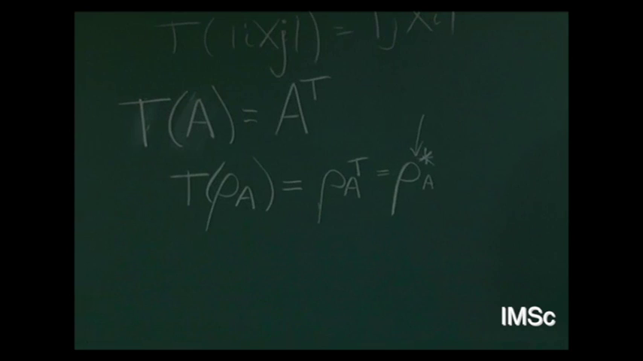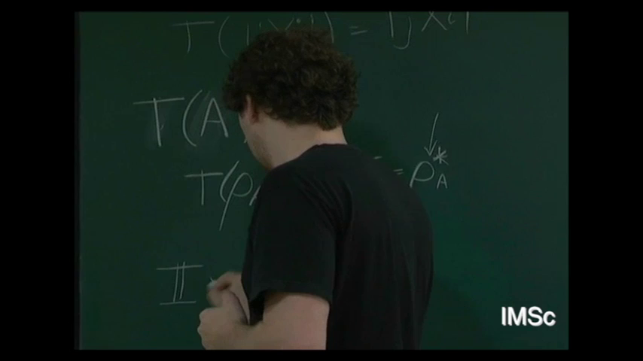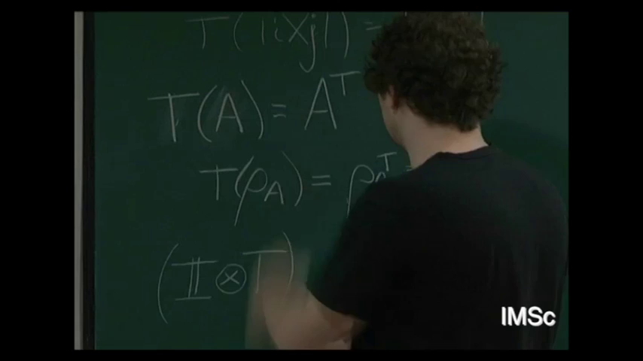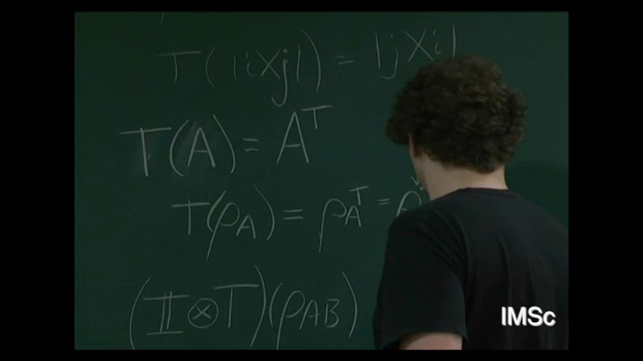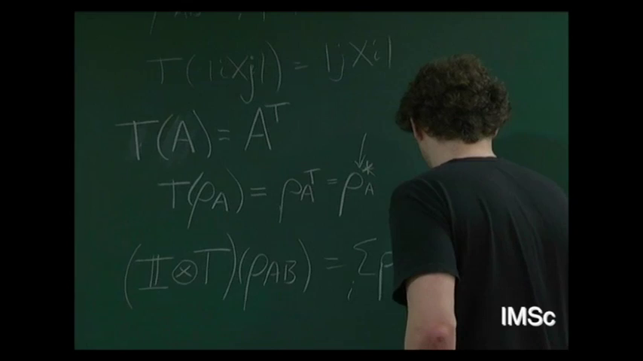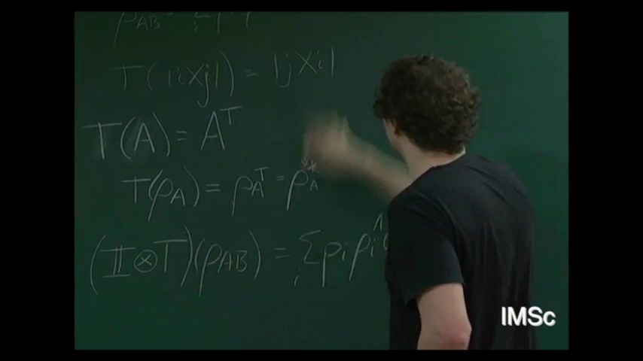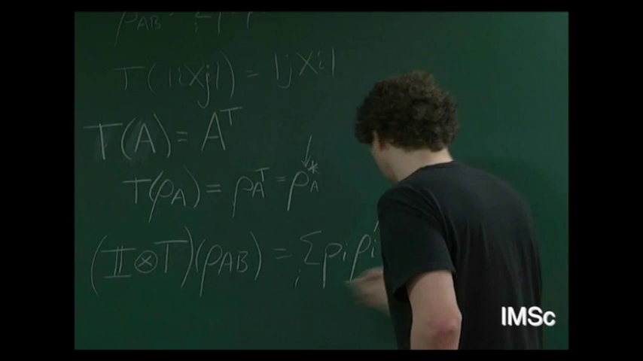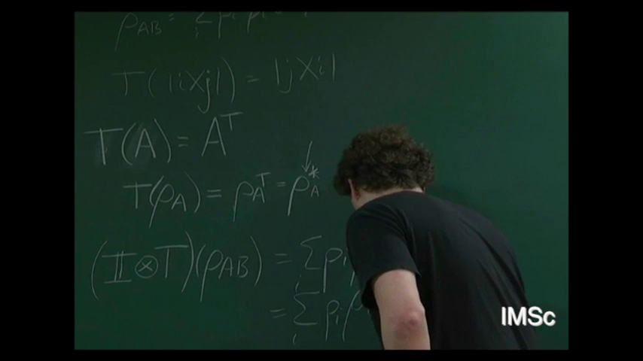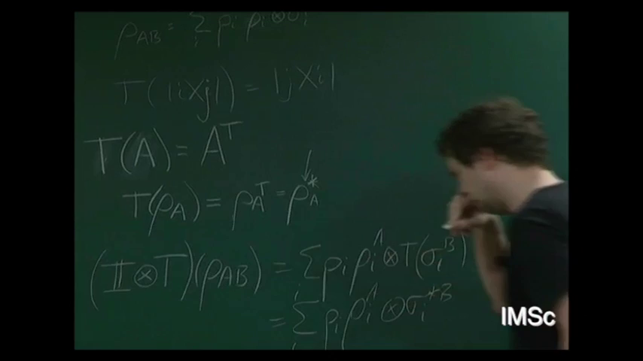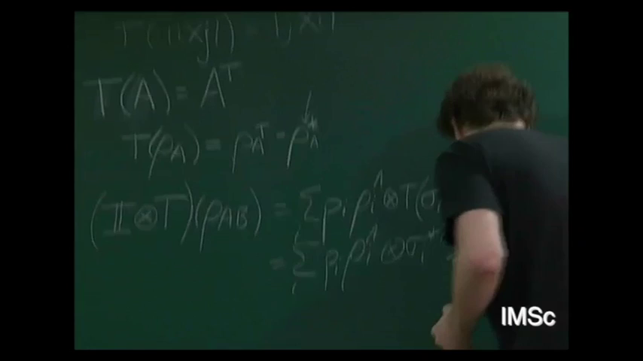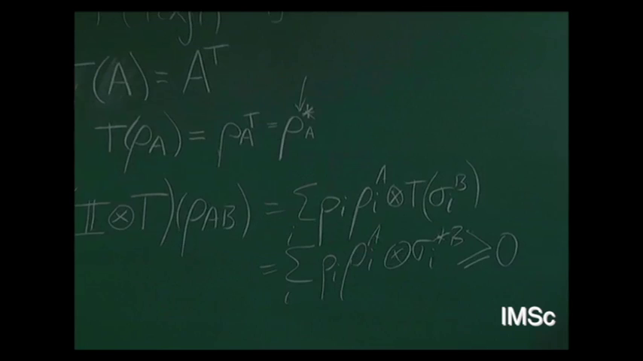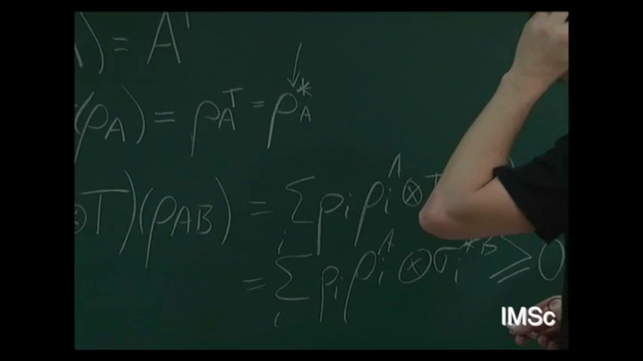So one of the consequences of that is that if I take T and apply it to only half of one of these separable states up here, it's a linear operator, so I can pull it through the sum and apply it to these individual terms. I get a physical state back. And since it's a physical state, I know it's positive semi-definite. That's what physical states are. It turns out that while this is true for separable states, it's not true for every state.